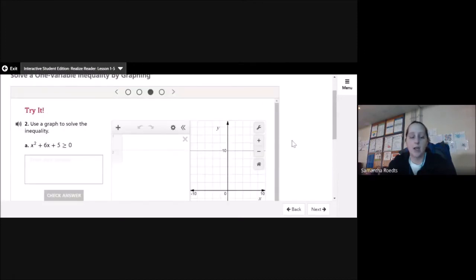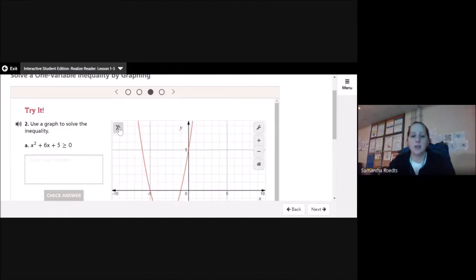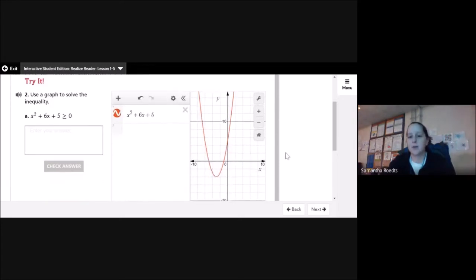All right, so let's try it. Use a graph to solve the inequality x squared plus 6x plus 5 is greater than or equal to 0. Notice the greater than or equal to sign. Okay, so I'm going to go ahead and graph this. x squared plus 6x plus 5. Also, if this isn't out, you see the hide expression list. So if you just see this, you have to click on the little arrows. Okay. So here's my graph.